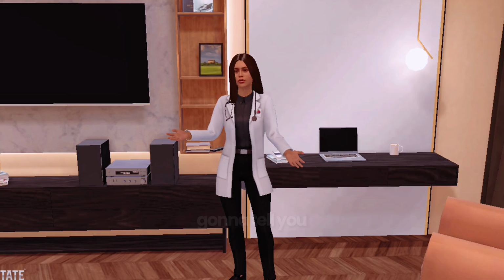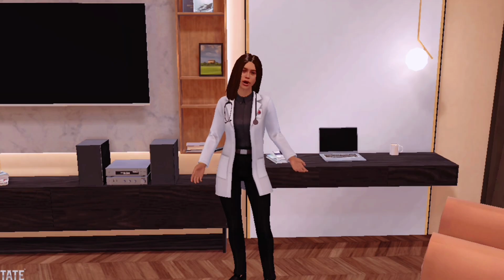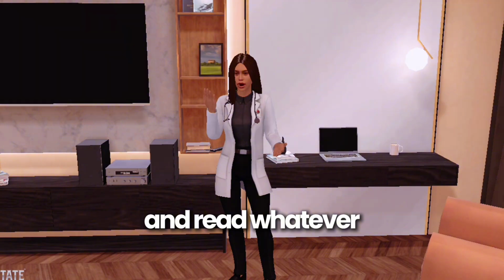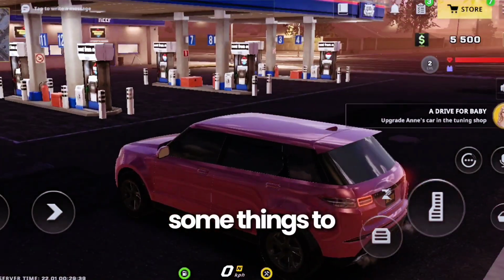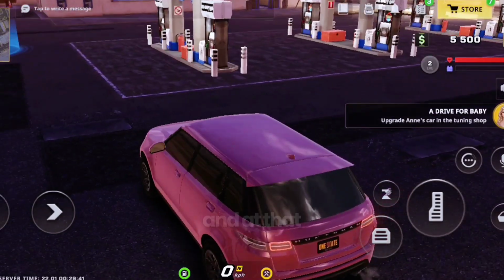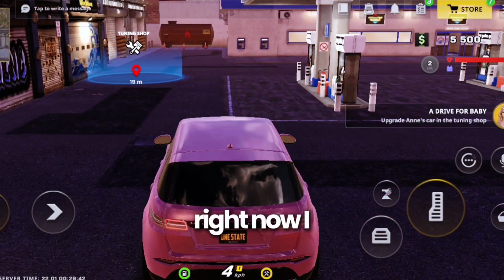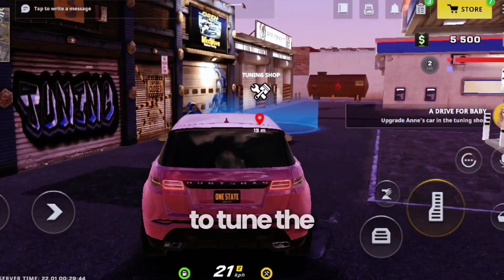The first one is going to tell you to just drive straight. That's very simple. Just follow the prompts and read whatever the tutorial is asking you to do. You drive straight, you meet up with a guy, he explains some things to you, and then it will tell you to go buy Anne a car. At this point, as you can see right now, I already bought Anne the car, and then it will ask you to tune the car.